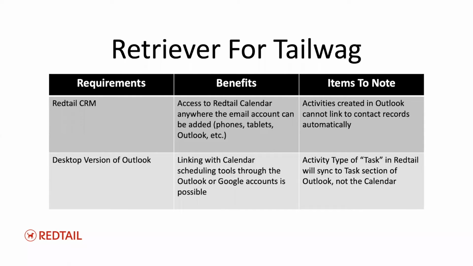So for example, if it's on your phone, your tablet, or your computer at home, you should be able to access your Redtail calendar. Unlike the iCal feed, it's going to be accessible on every device after setting it up on just one. And two, it will link the calendar with scheduling tools through Outlook or Google as it's possible. So we can link these calendar tools continuously by the Retriever for Tailwag.